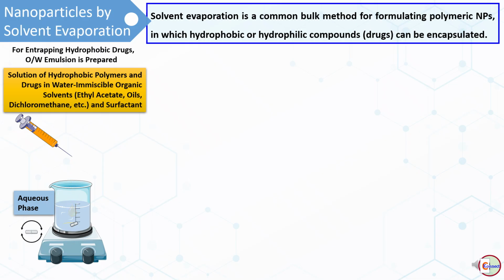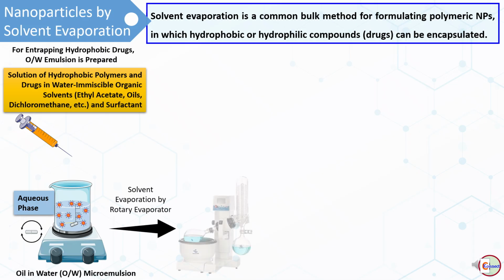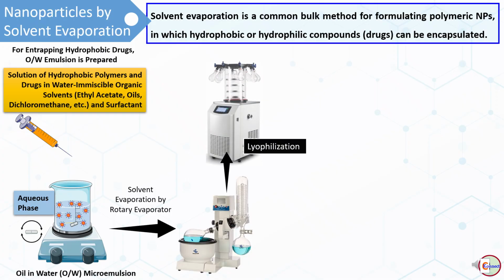This process subsequently disperses the oil phase as nano-sized globules in the aqueous phase, stabilized by surfactants, to form an oil-in-water microemulsion. These dispersed non-aqueous nano-sized globules can entrap hydrophobic drugs easily. This oil-in-water microemulsion is transferred to a rotary evaporator for removing most of the solvent. Later, the final drying was achieved by freeze-drying, yielding nanoparticles as a solid powder, entrapping hydrophobic drugs.